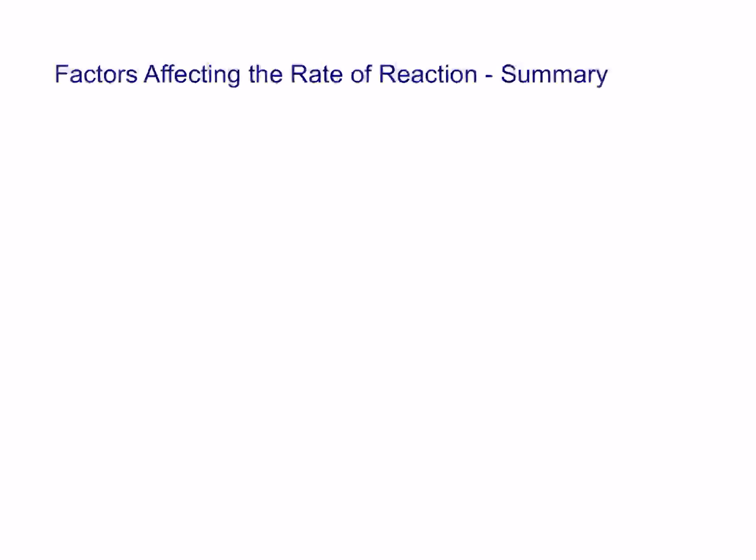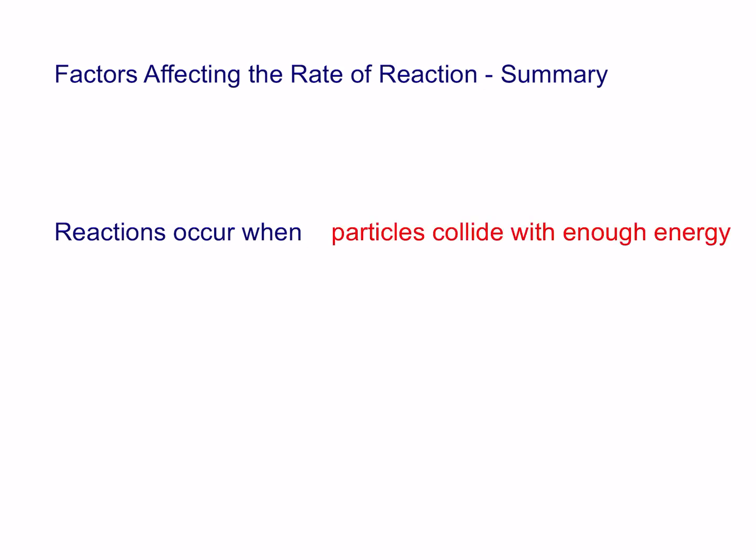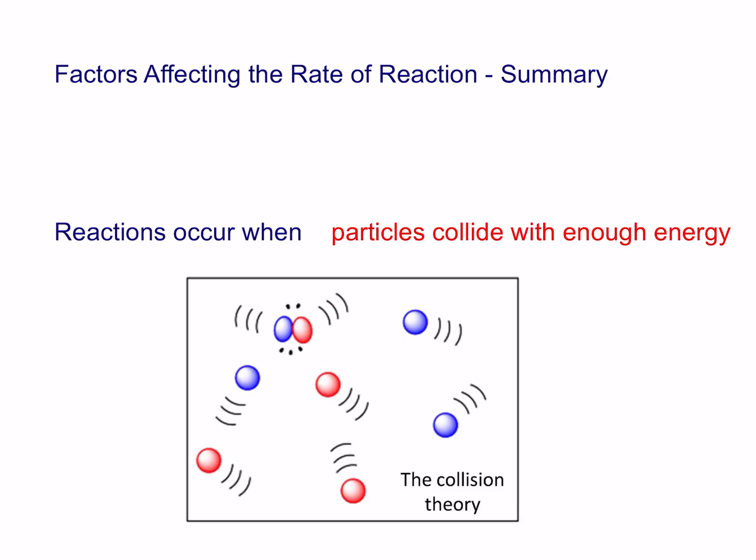So these are the factors affecting the rate of reaction, a summary. Start right at the beginning. What did we say? Reactions occur when, what did we say has to happen? The particles collide with enough energy. Got the picture there showing the collision theory. Got those red and blue particles, they are colliding with enough energy, they are going to react.